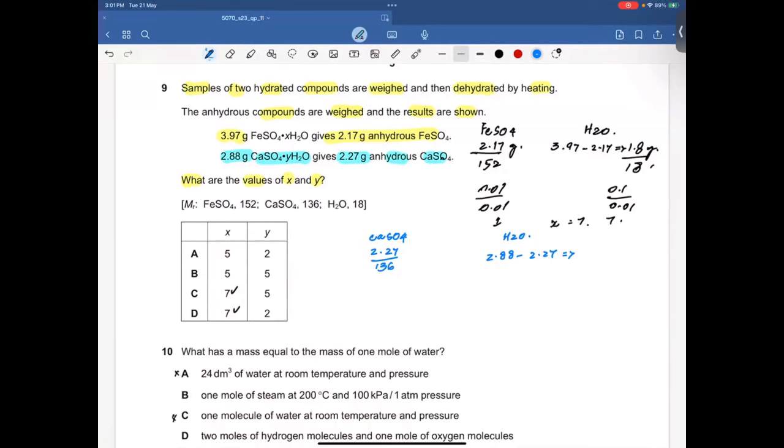You will get 0.61. So I need to divide by 80. So 2.27 divided by 136 is going to be 0.01 moles. Okay. In order to calculate moles of water, we need to divide by 18. So it's going to be 0.03333. Obviously, 0.01 is going to be the least value. So this is going to be 1. And how much about it? Divided by 0.01. So it's going to be 3.3.